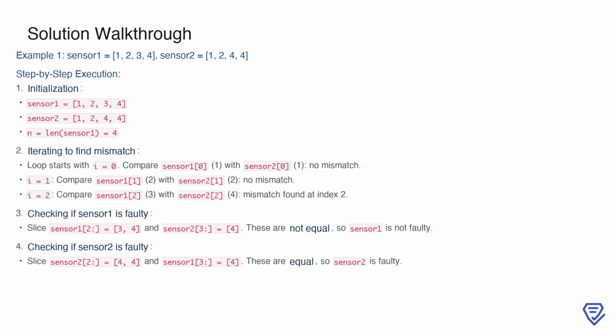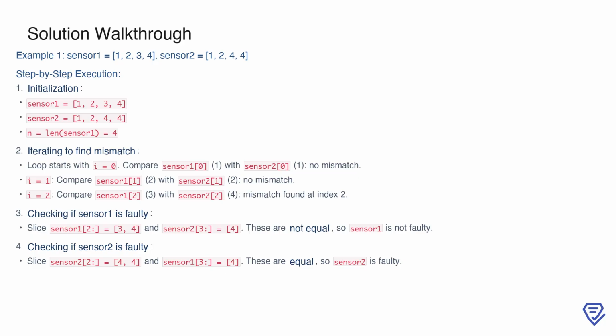Here, we start with the first example where sensor 1 is 1, 2, 3, 4, and sensor 2 is 1, 2, 4, 4. The length of the arrays is initialized as n equals 4. The algorithm begins by iterating through both arrays to find the first mismatch. At index 0, the values are both 1, so there's no mismatch. Similarly, at index 1, both values are 2, so we continue. At index 2, sensor 1 has 3 while sensor 2 has 4, which is the first mismatch.